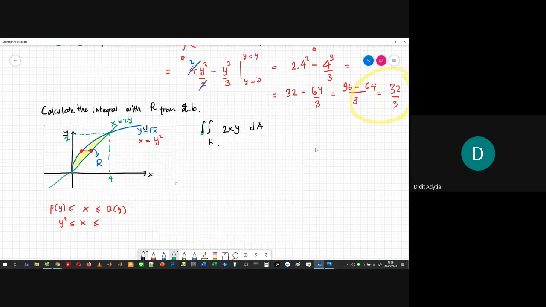Okay, this one, okay. So use the black one. So we define this calculation now like this, okay?